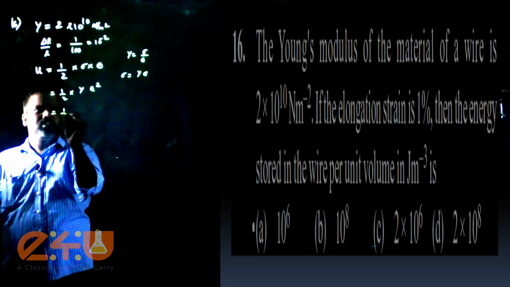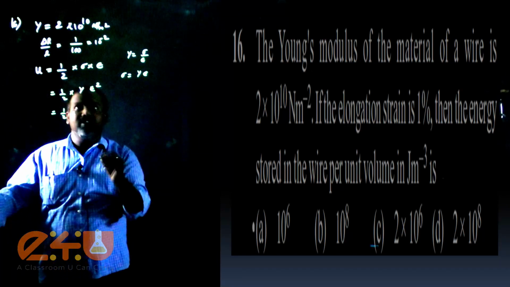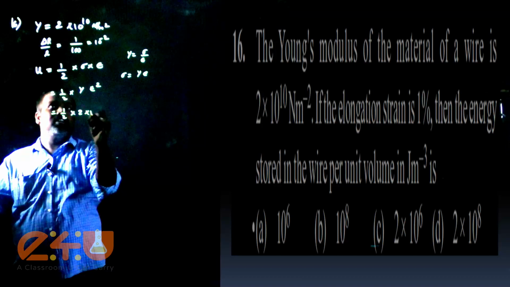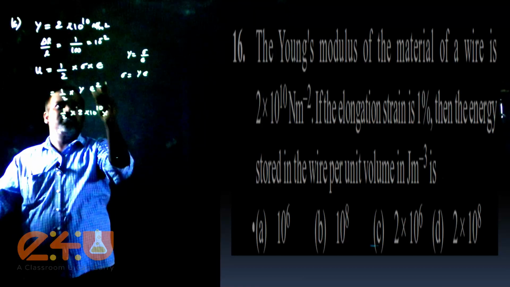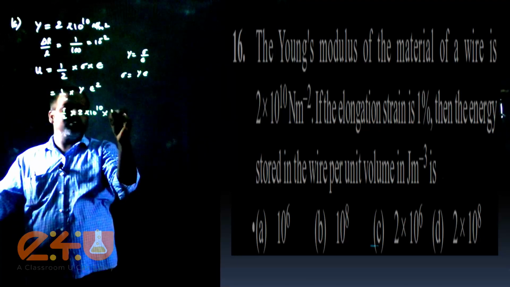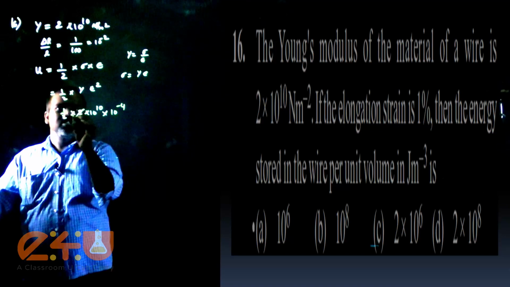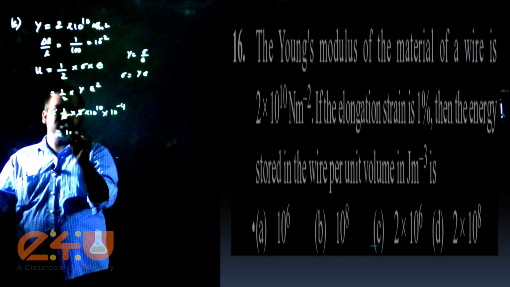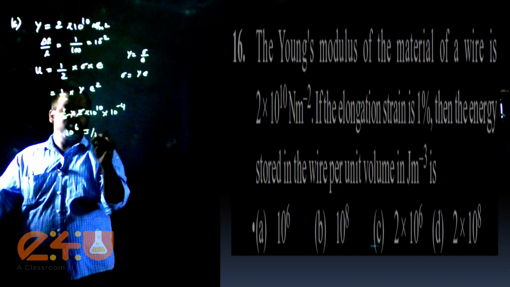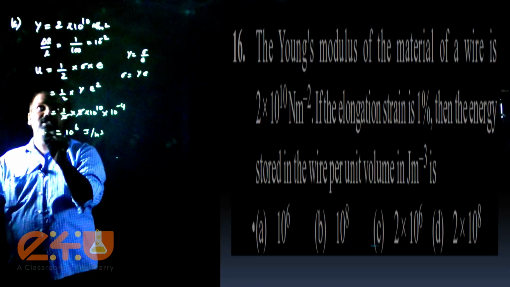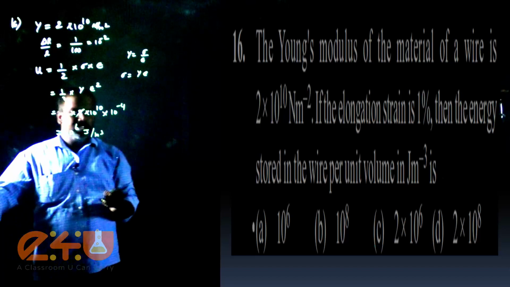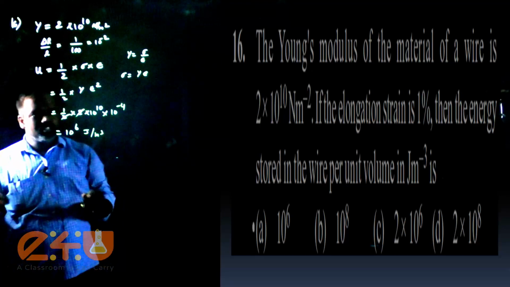Therefore 1 by 2, the Y value is given as 2 into 10 to the power of 10, into epsilon square. Epsilon is 10 to the power of minus 2, and the square gives minus 4. So 2 gets cancelled out, and we get 10 to the power of 6 joule per meter cube. So this is the answer for question number 16, 10 to the power of 6 joule per meter cube.